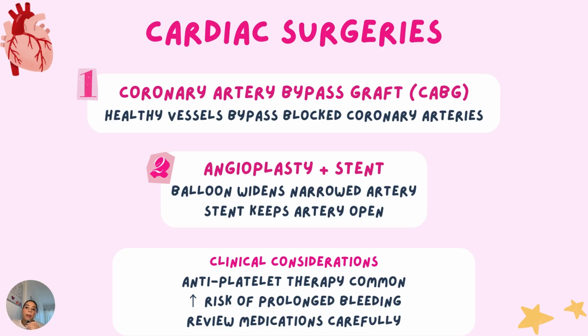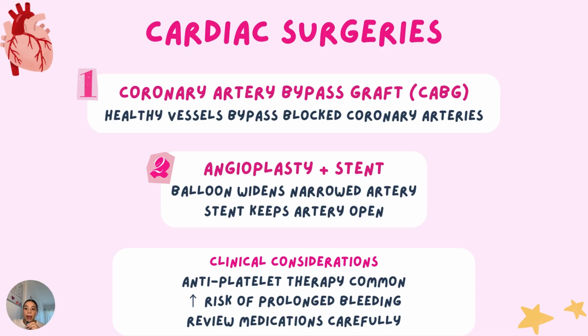A coronary artery bypass graft, or CABG, is done when the coronary arteries are too blocked to be opened safely. So instead of fixing the blockage, surgeons create a new pathway for blood to reach the heart. They take a healthy blood vessel from another part of the body and use it to bypass the blocked coronary artery. I think of a CABG as a detour. We're not fixing the traffic, but we're going around it. So if a patient has had a CABG, that tells us that they have significant coronary artery disease.